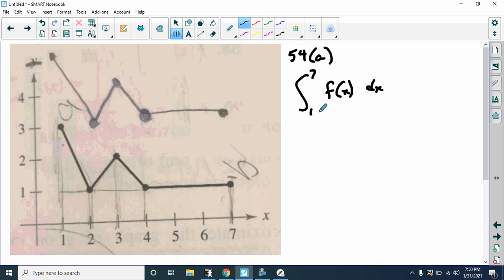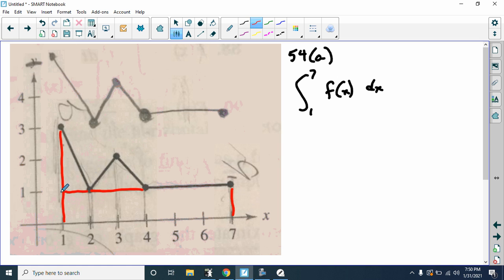Part A wants the integral from 1 to 7 of f of x dx. So it wants the area under the curve. It wants all of this area from 1 to 7. So lots of different ways you could do it. I'm going to split it up into two triangles and a big long rectangle. You could do a couple trapezoids and a rectangle and so on.